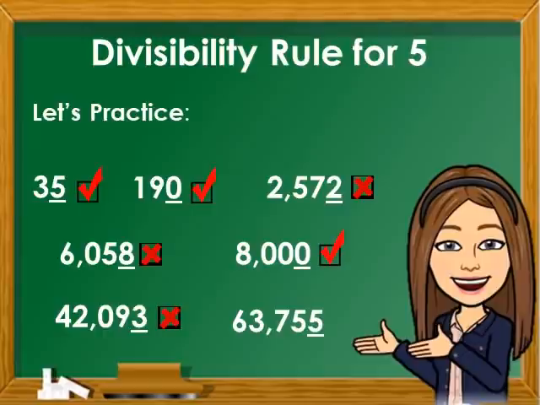63,755. The ones place or last digit of 63,755 is 5. So, 63,755 is divisible by 5.